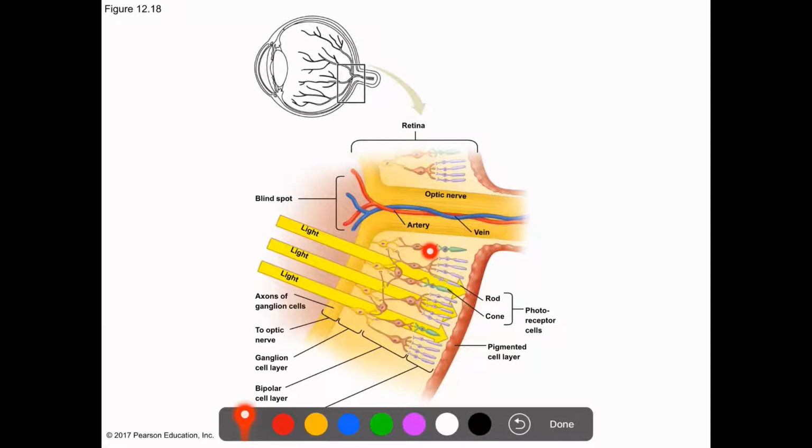Then we have bipolar cells, and we will see what they do. And then the last layer, which is the innermost layer, the ganglion cells. Now, we said that in order to see, light needs to be converted into action potentials. That is the function of the photoreceptor cells. These convert the light into electrical impulses. They transmit them to the bipolar cells, and from the bipolar cells, the impulses are transmitted to the ganglion cells. Ganglion cells have long axons. They form the optic nerve. So through the axons of the ganglion cells, these electrical impulses will be transmitted to the brain.